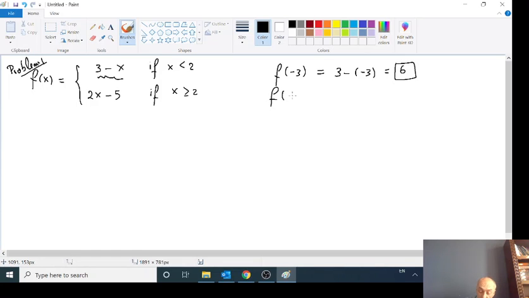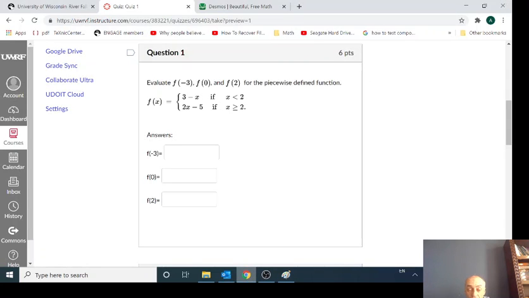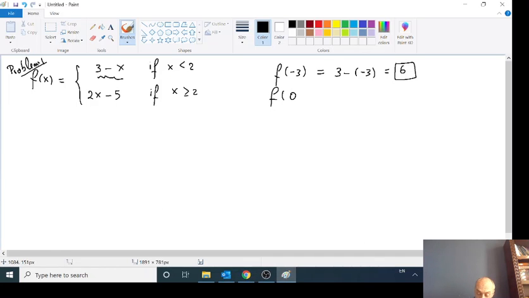Alright, the second question here was f of 0 and then f of 2. So let's do f of 0 here, and the same story, 0 is less than 2, so we use the first formula, and it's 3 minus 0, or 3. So that's going to be f of 0, and finally f of 2. You can easily see here that you need to use the second formula because x is greater than or equal to 2 this time around. 2 times 2 minus 5, right folks, is going to end up being negative 1.